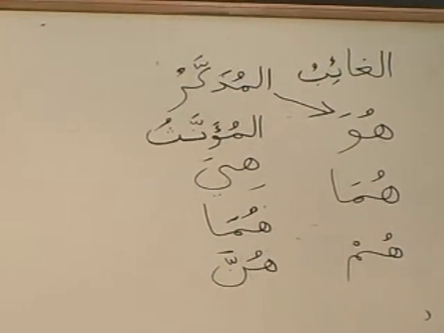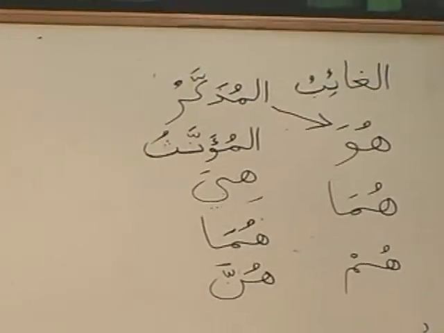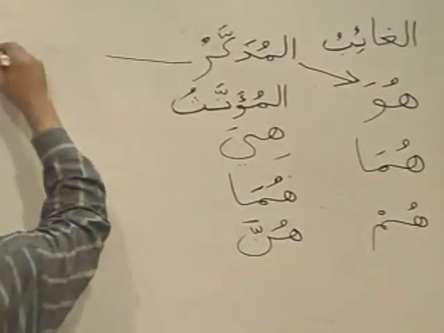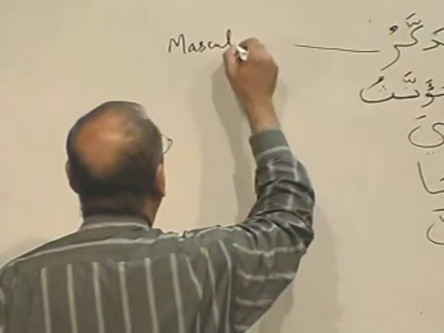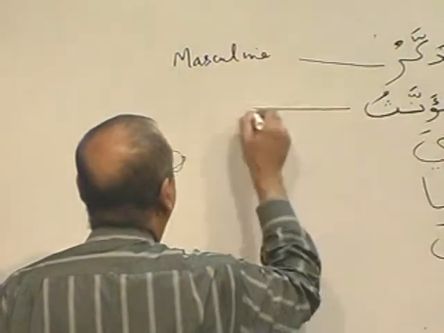It is hunna. So what is the difference between al-mudhakkar and mu'annath? Mu'annath. Feminine, brother. Mu'annath is feminine. This is masculine, brother. And this is feminine.